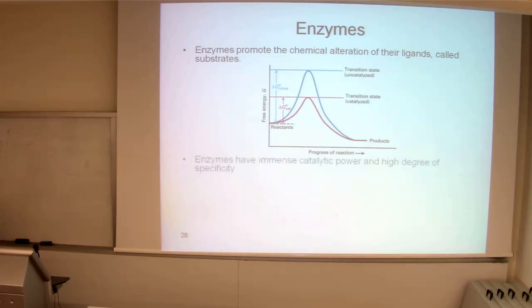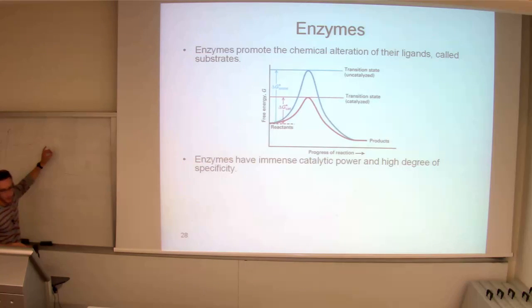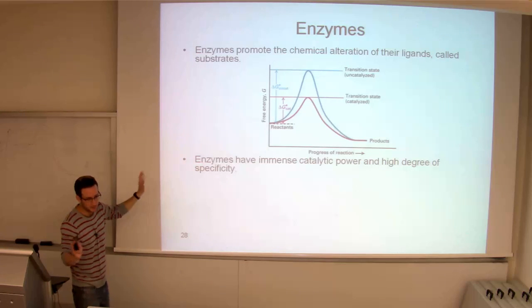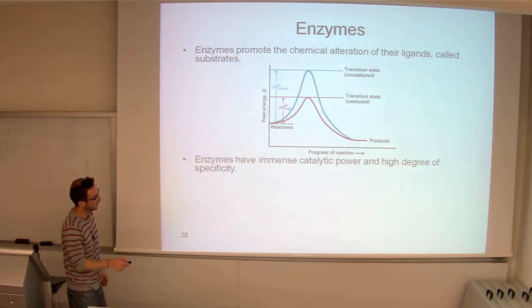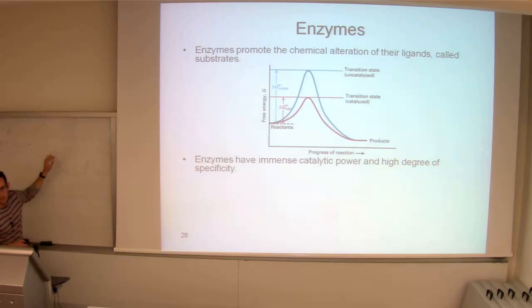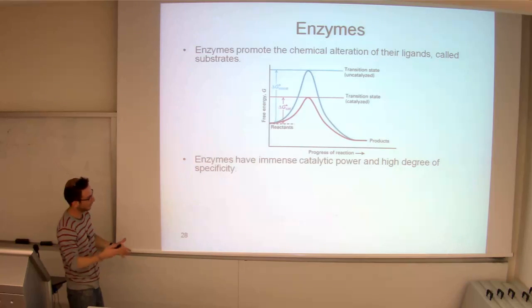All right, how do they decrease this activation energy? By stabilizing the intermediate species. You will see an example in the next slide. But a few more facts about enzymes. They have immense catalytic power, which means that they increase the rate of production by many folds. It can be a difference of more than 1 million in effectiveness.